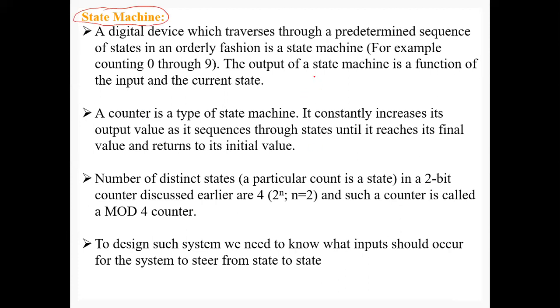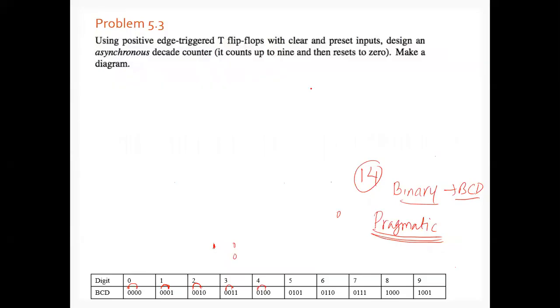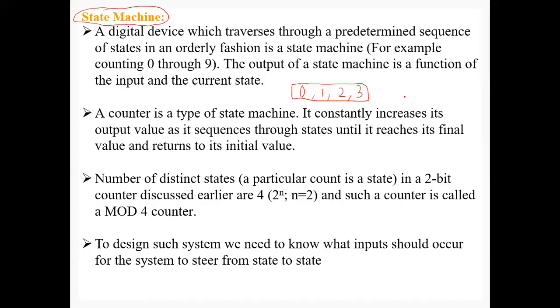State machine meaning the machine having different states. Our very first counter had states 0 and 1. And the homework problem 5.3 is also a counter. How many states are there? 0 through 9. So this is a 4-state machine, and this is a 10-state machine. Or we have a nice phrase for that.